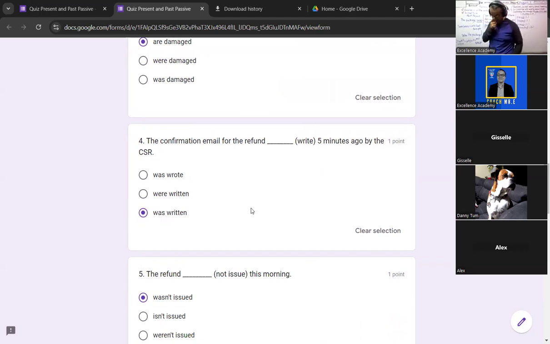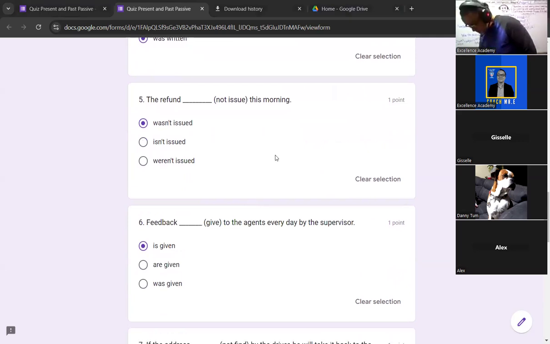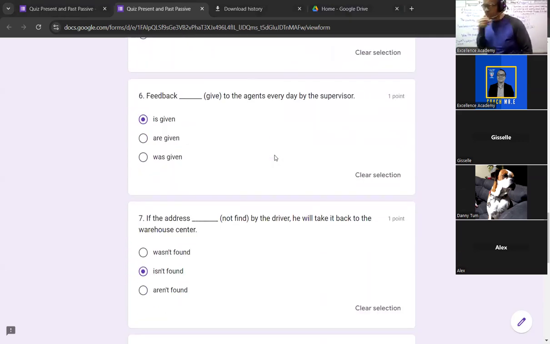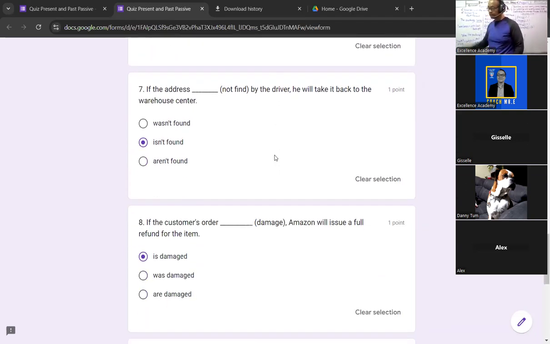The confirmation email for the refund was written 5 minutes ago by the CSR. Wow, that's perfect English. The refund wasn't issued this morning. Nice. Feedback is given to the agents every day by the supervisor. Good job. If the address isn't found by the driver, he will take it back to the warehouse center. Perfect.